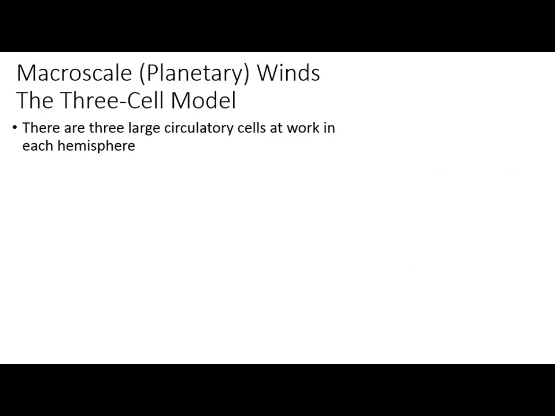So I want to introduce you to something that's going to carry on into Friday's lecture. The biggest sort of wind is called a macro scale, or planetary scale wind. It's just big, right? The westerlies is a big wind, and we're leading up to the westerlies.